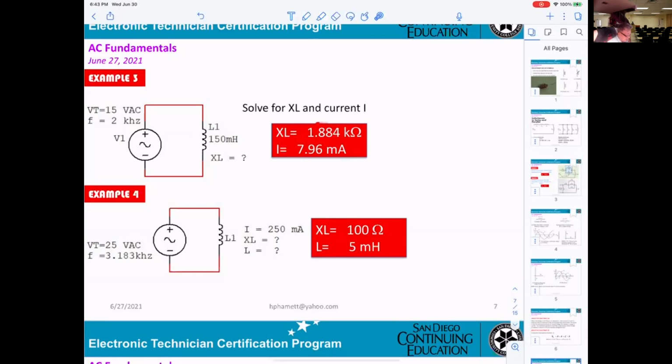Now, after you get XL, how do I calculate the current? In this example, V1 over XL. Exactly. I will be equal to V total divided by XL. Perfect. Okay. The answer will be 7.96 milliamp.